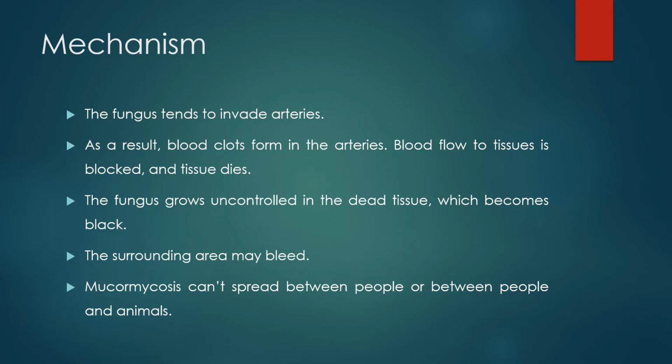The fungus tends to invade arteries. As a result, blood clots form in the arteries. Blood flow to tissues is blocked, and tissue dies. The fungus grows uncontrolled in the dead tissue, which becomes black. The surrounding area may bleed. Mucormycosis can spread between people or between people and animals.